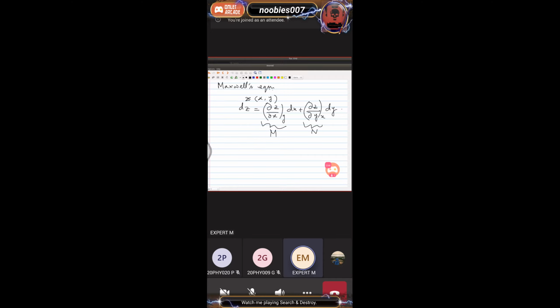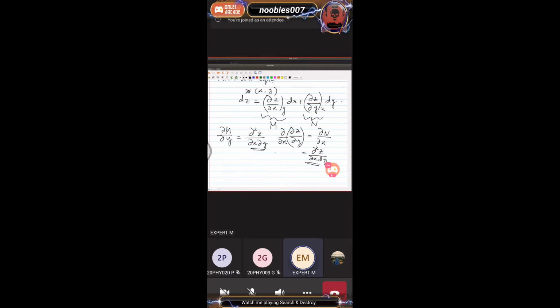So very fine, and this is very easy to derive that ∂M/∂y is nothing but ∂²z/∂x∂y, and similarly ∂N/∂x is also ∂²z/∂y∂x. So naturally these two things are the same when the derivatives are commutable.